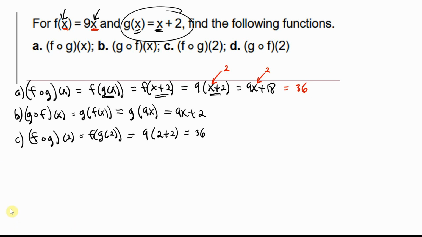Part D. G composed with f, evaluated at 2. This is g of f of 2. So look at part B. That just becomes 9 times 2 plus 2. That's 20.